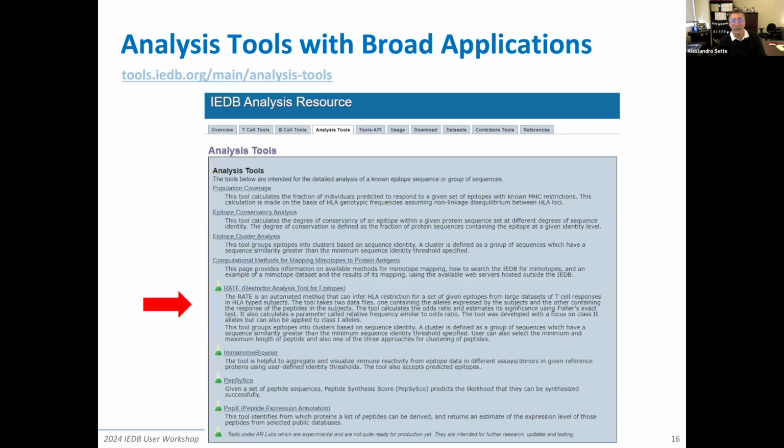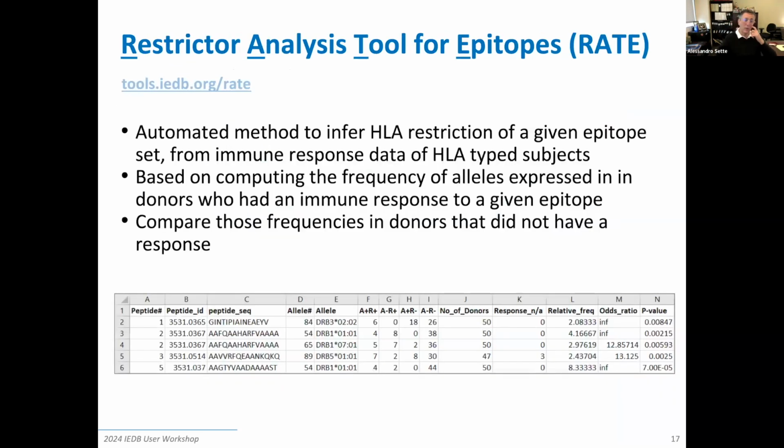Finally, among the lab grade tools, the RATE tool is another popular tool. It is useful to infer potential restrictions, and this is something that in the field of HLA is done all the time. You're probably very familiar with the data suggesting that particular HLA-DR4 alleles are associated with rheumatoid arthritis, or particular DQ alleles are associated with diabetes, and so forth.